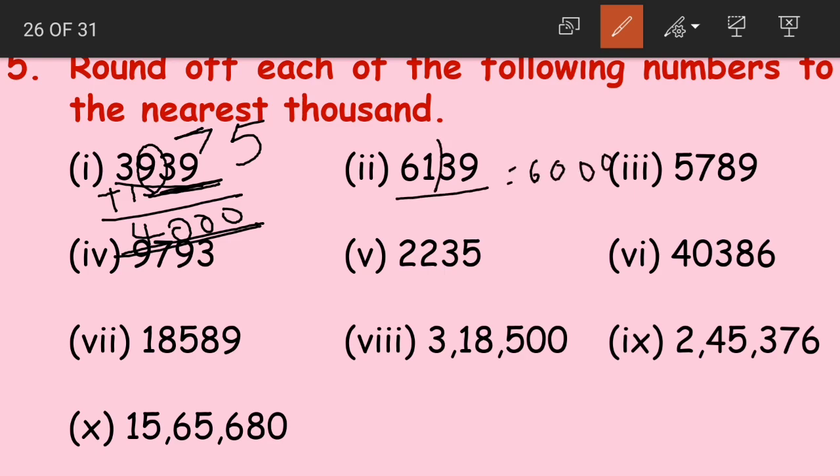This becomes 6000. Why? Because 1 is less than 5. Now this becomes 6000 again. Why? Because 7 here is greater than 5. We are adding 1 to 5. 5 plus 1 becomes 6. 6000.